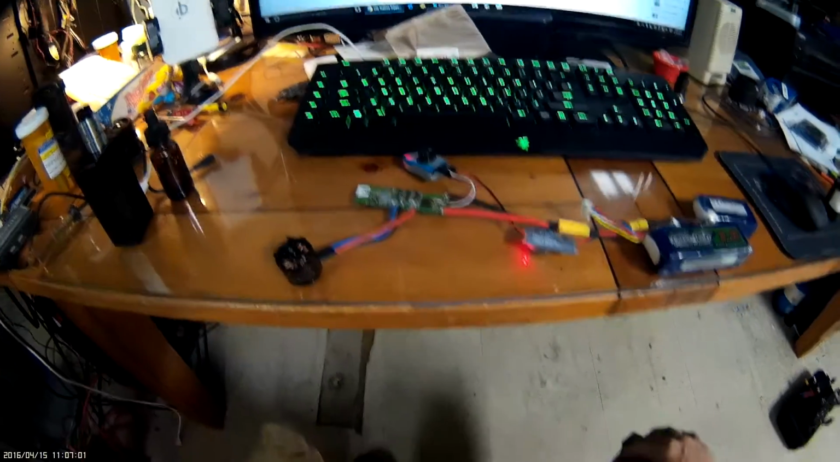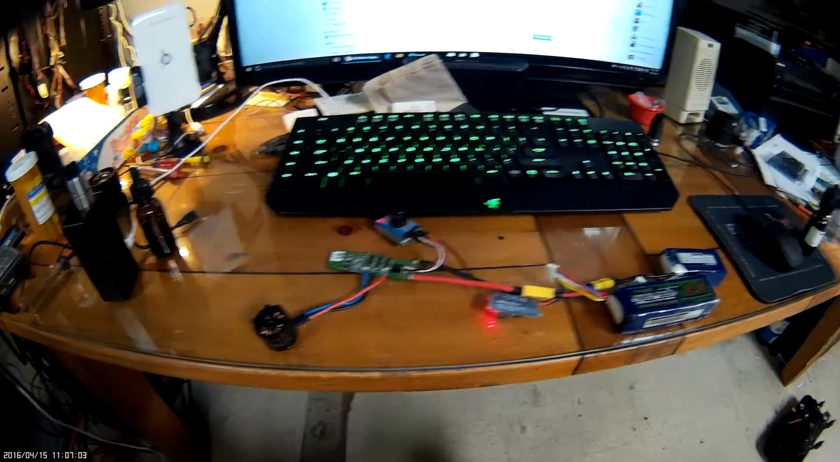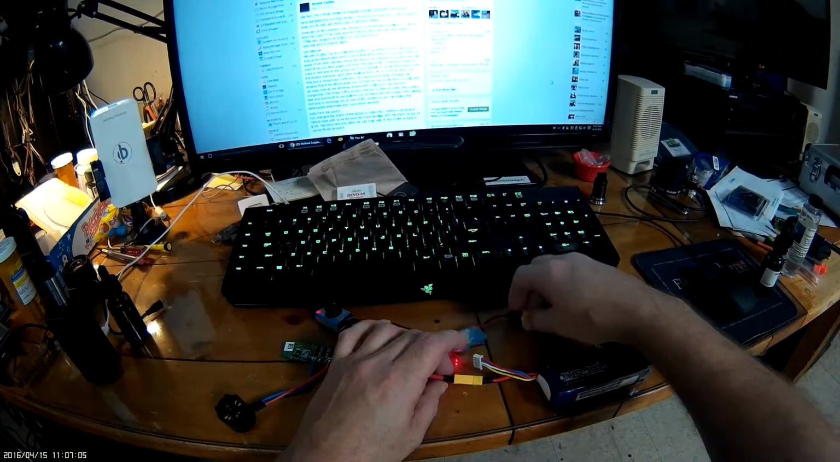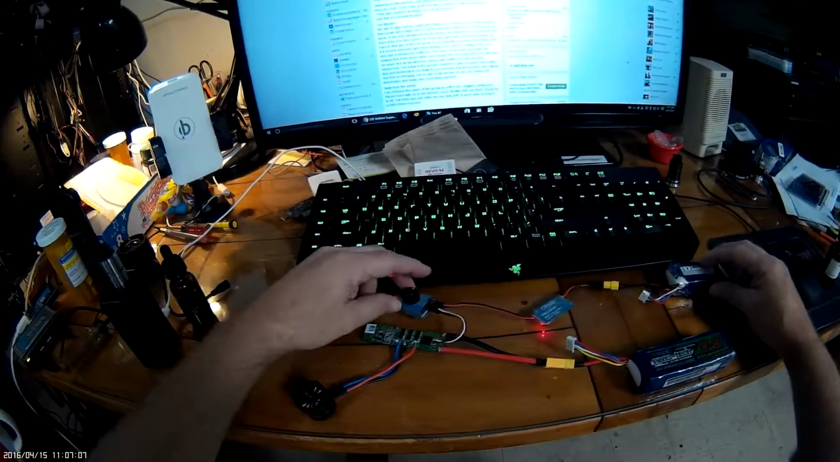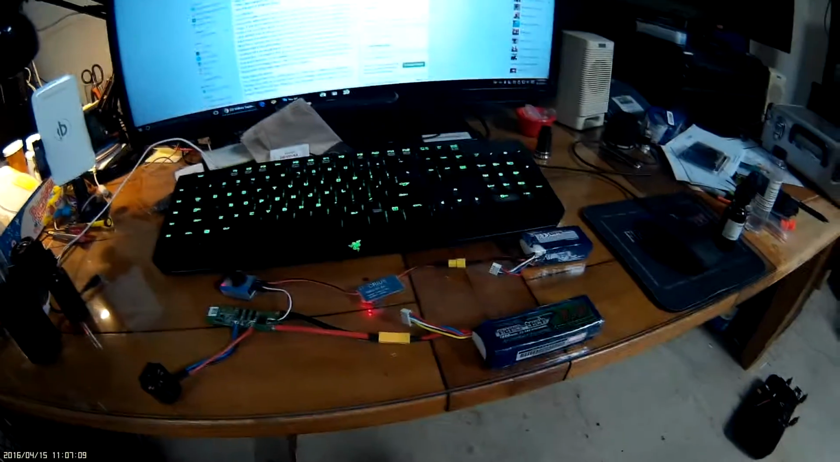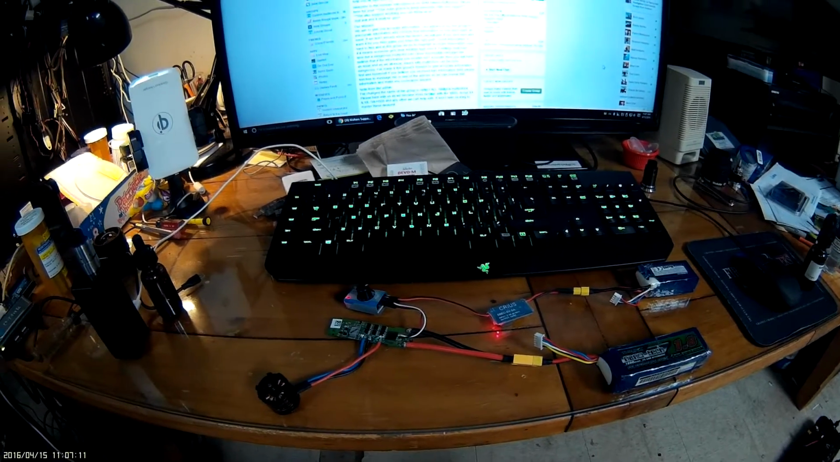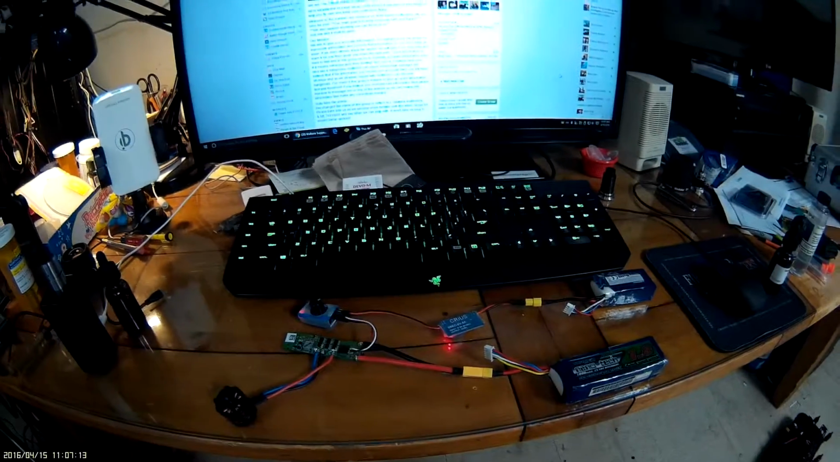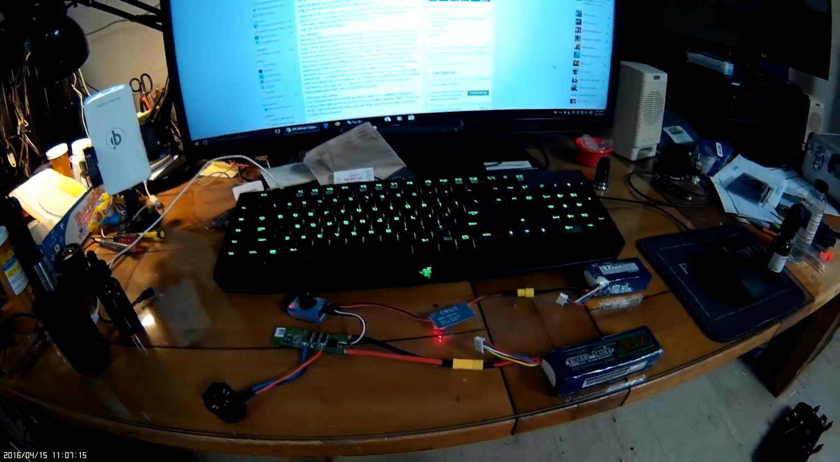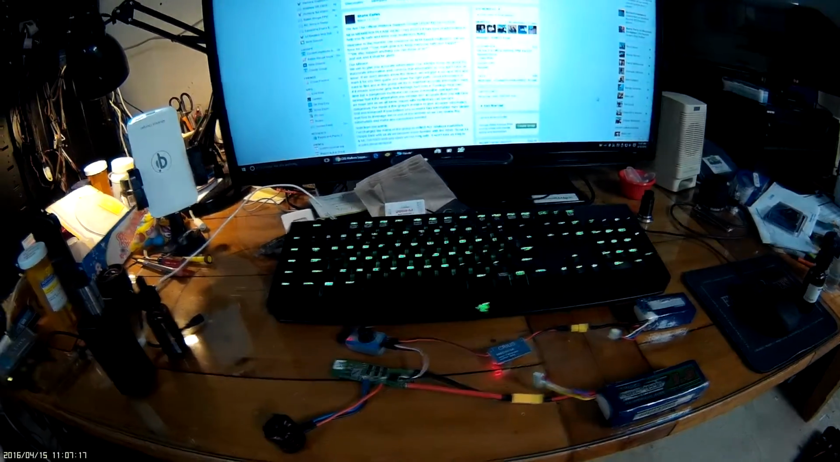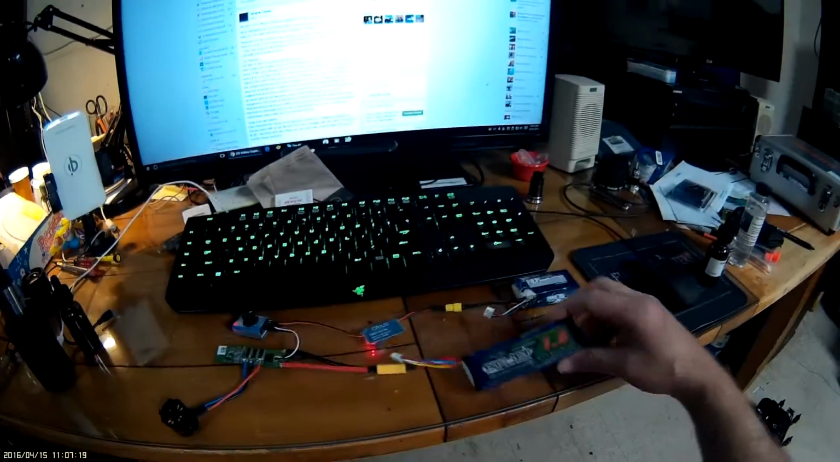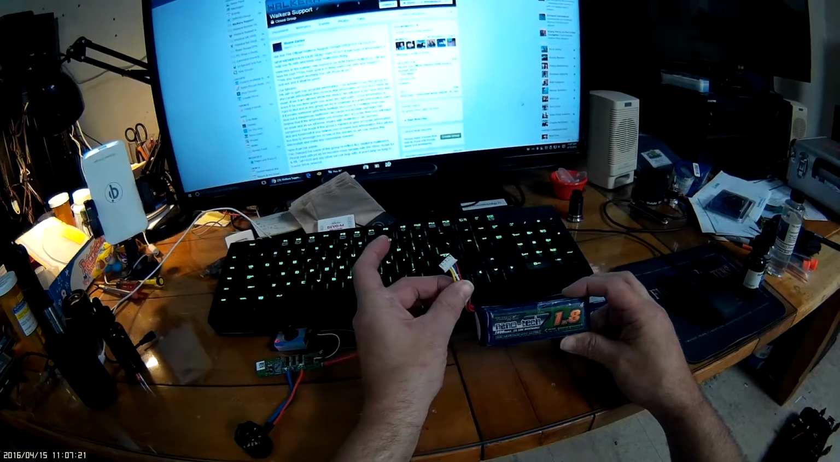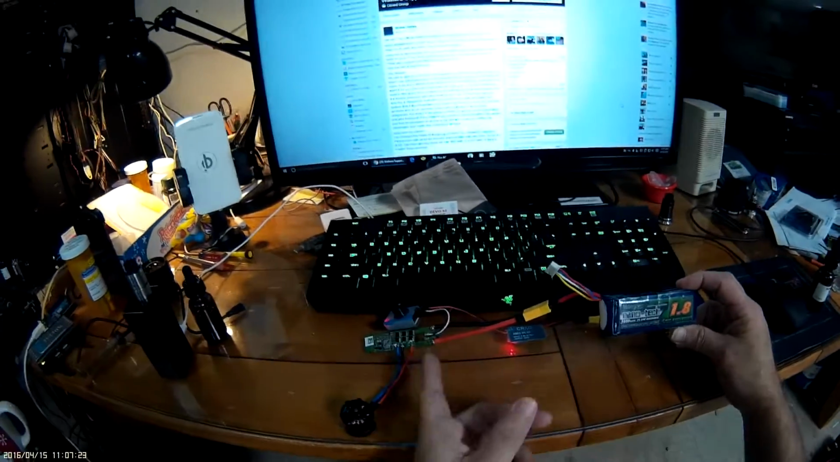Since I have so many of them sitting around here, I decided to take one and do a little test. I was really interested to know whether or not this ESC will run 4S without burning up and smoking. And believe it or not, they are 4S ready. We have a 4S battery right here. The 4S battery is plugged into the ESC.